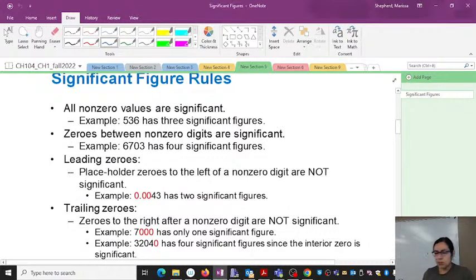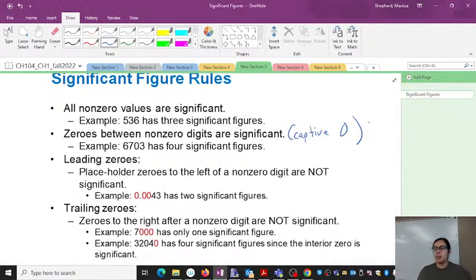Now the next one also makes sense. If you have a 0 between non-zero digits, it's significant. And I also call this the captive 0 rule. So if you have a 0, right, it has numbers on each side, that means that 0 has to be significant, right? It is accurately measured. And so in this case, 6,703, that's going to be 4 sig figs.